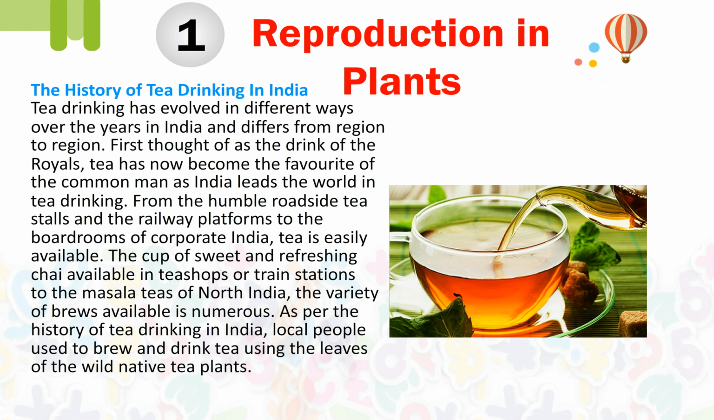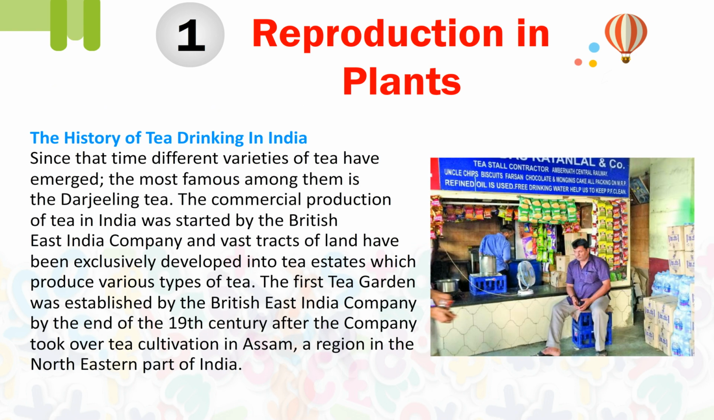From the cup of tea and refreshing chai available in tea shops or train stations to the masala teas of North India, the variety of brews available is numerous. As per the history of tea drinking in India, local people used to brew and drink tea using the leaves of the wild native tea plants. Since that time, different varieties of tea have emerged. The most famous among them is the Darjeeling tea.